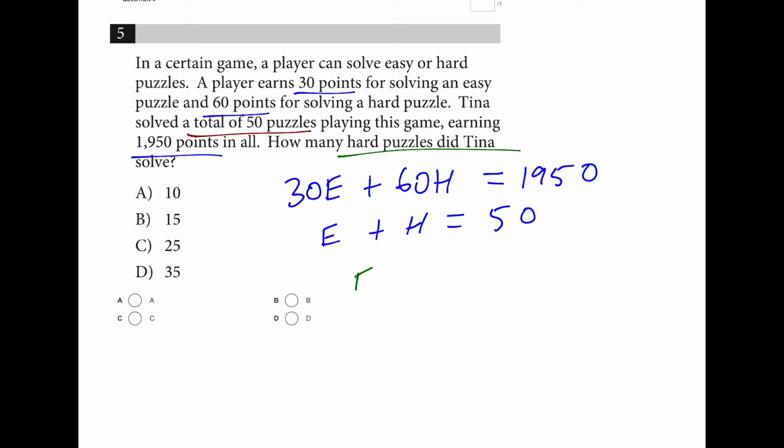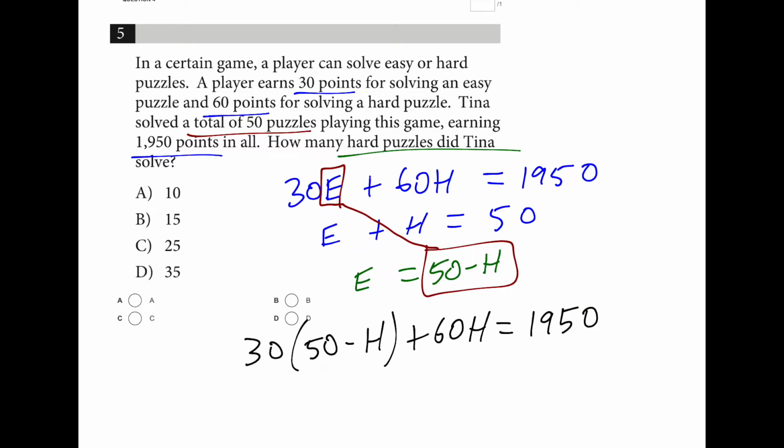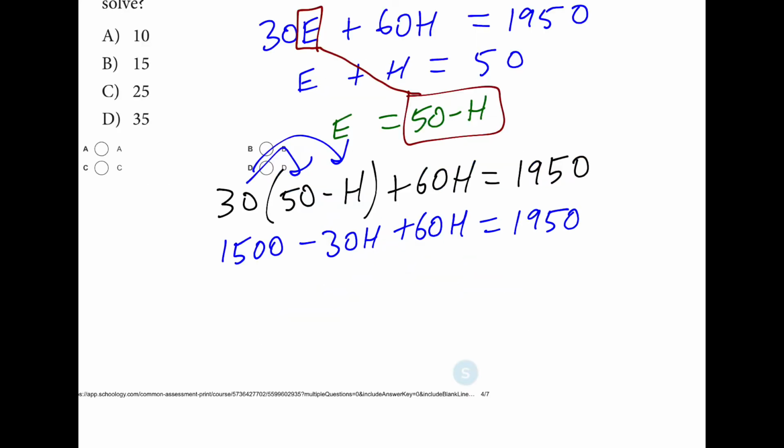So why not take this second equation, rearrange it a little bit, and then I can substitute. Then at this point, I'm going to distribute the 30. I will combine like terms. Then lastly, I'll divide by 30 on both sides. And the answer is 15.